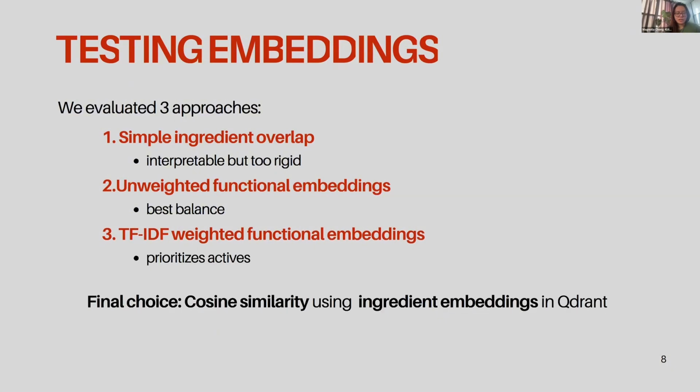We tried several embedding strategies. Simple ingredient overlap is interpretable, but it didn't account for different ingredients having similar function. TF-IDF highlighted specific functional ingredients better, but it didn't generalize well to all categories. We found that using a functional cosine similarity method was the most balanced.